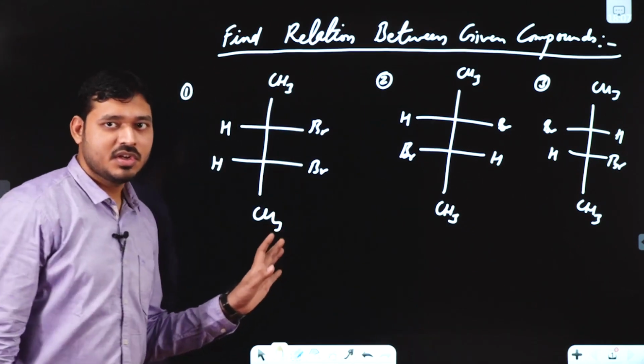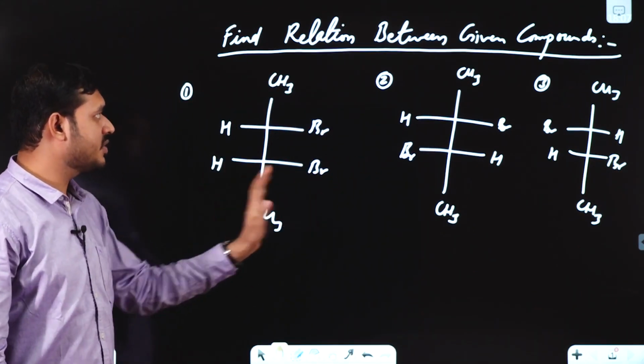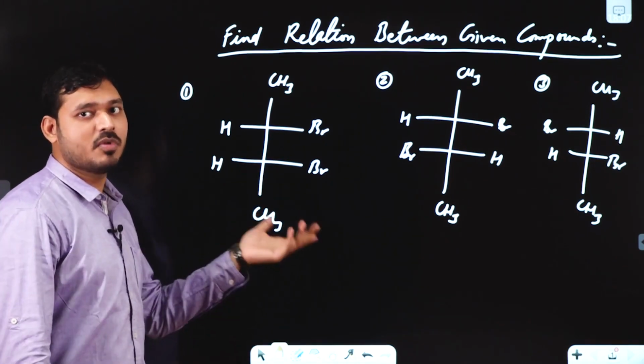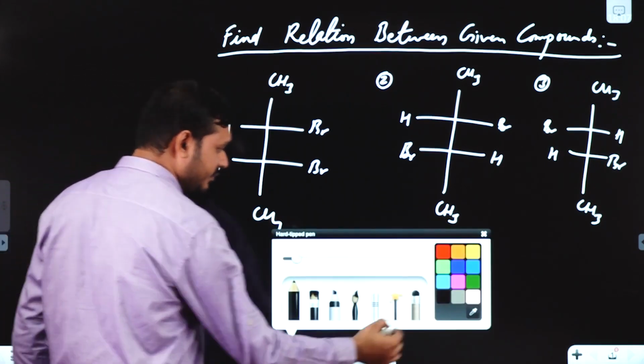Okay, so dear students, in these 3 compounds you have to check the relationship. They may be identical, or they may be homologous, or they may be enantiomers. Okay, let's check it.